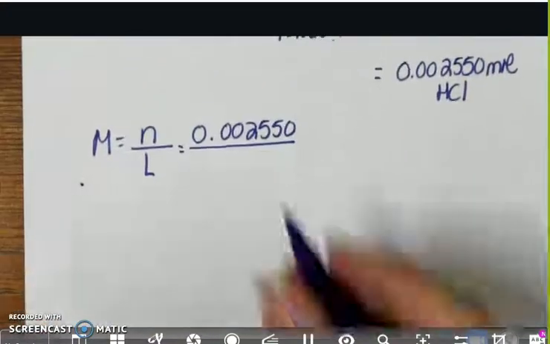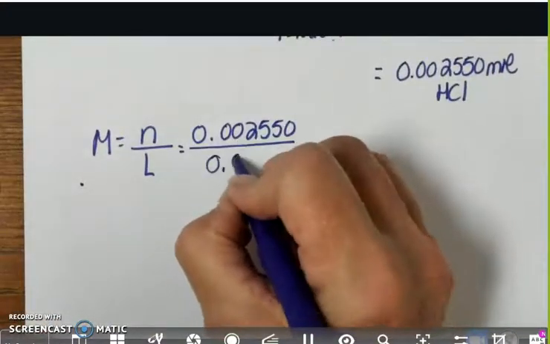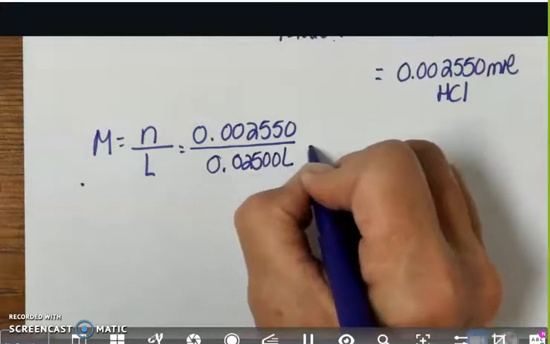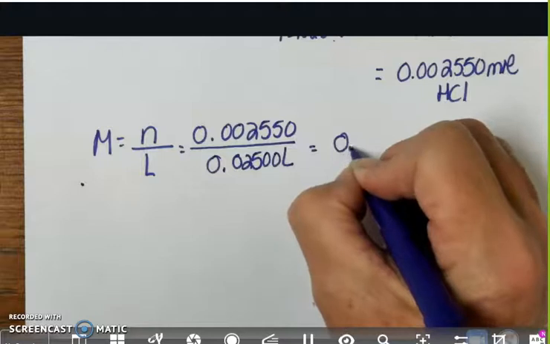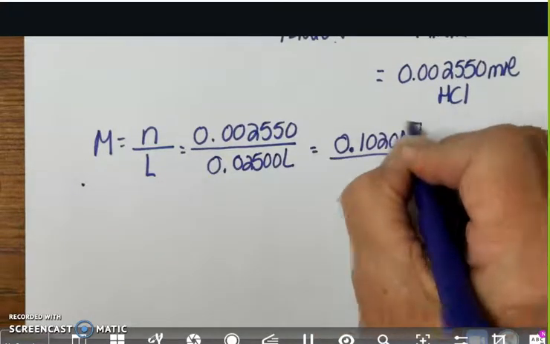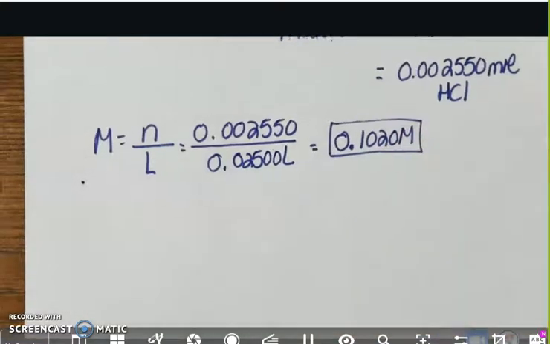0.025 liters, that's correct. When I go to products, then I've mixed them, but I haven't mixed them yet. So this is going to be 0.1020 molar. Okay, and that's it.